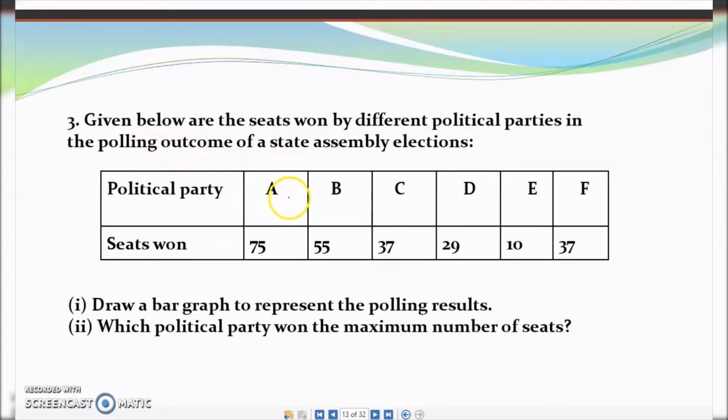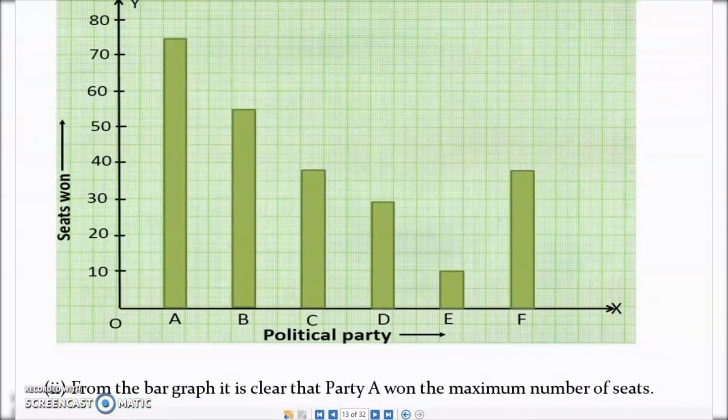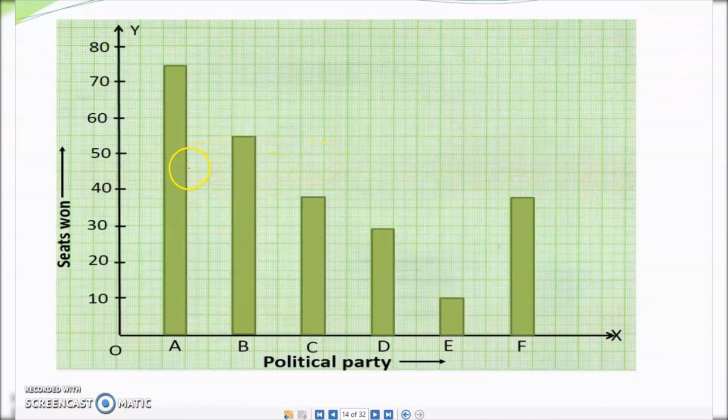Another bar graph is the data showing political parties and the number of seats won by political parties in the state assembly elections. Draw a bar graph representing these polling results. So these are the categories A, B, C, D, E, F. There are 6 different parties and these are the seats won. Seats won range from 10, which is the lowest, to a maximum of 75. Depending on that, you can take the scale 10, 20, 30, 40. This scale can be taken and equal spacing of 2 units between each bar has been given here.